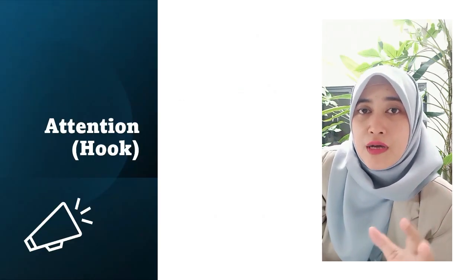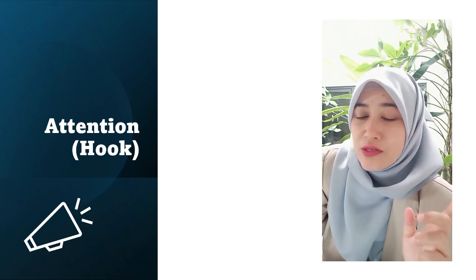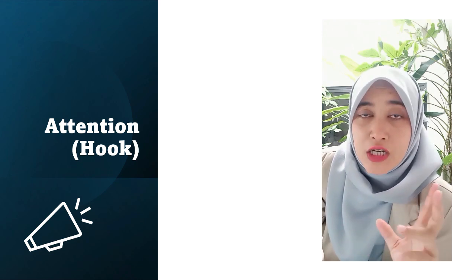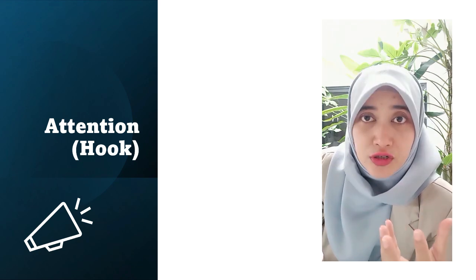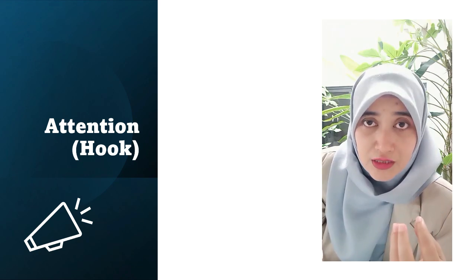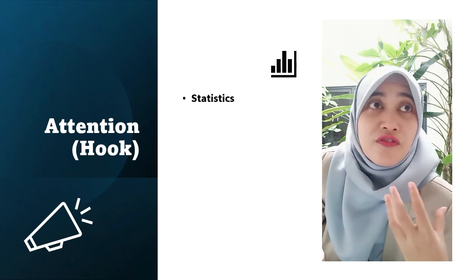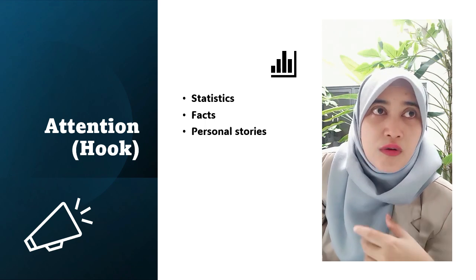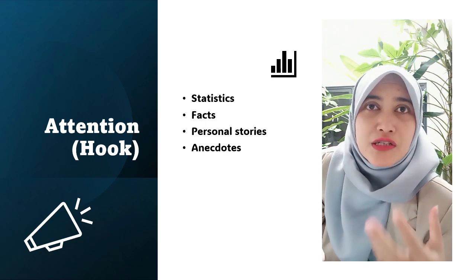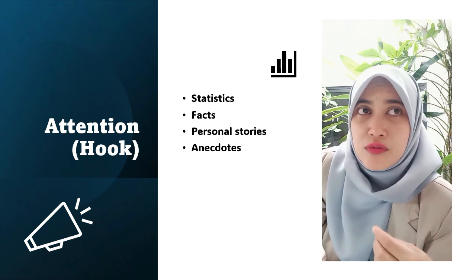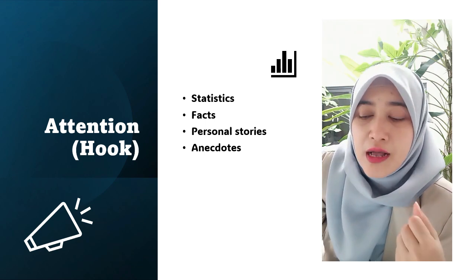So the first step of making a persuasive speech is the attention getter. In here, you're going to state a hook. A hook is something that grabs your audience's attention, that makes their heads turn, that makes their concentration be on you. You can do this by showing statistics or facts or personal stories, or anecdotes of some people that you know, or stories from people that you can find in the news or on the internet, but those are real stories.